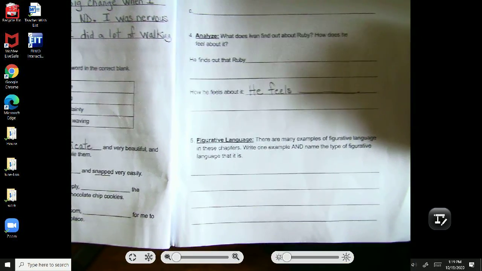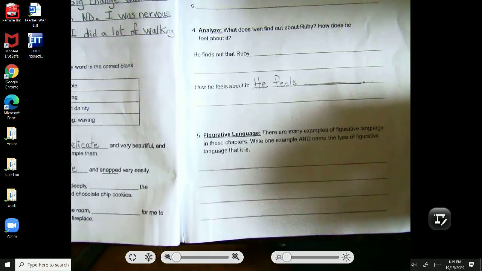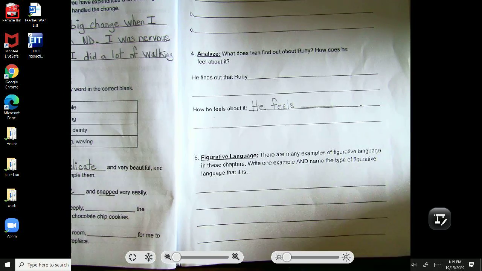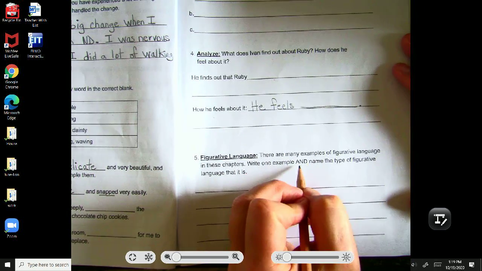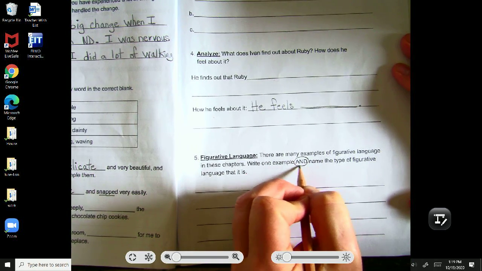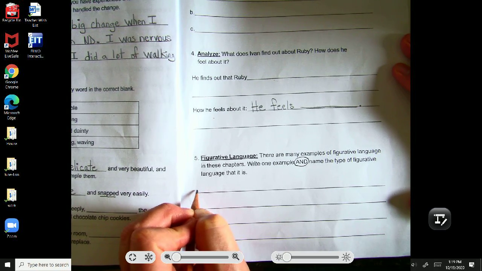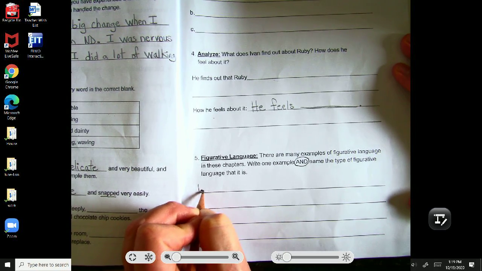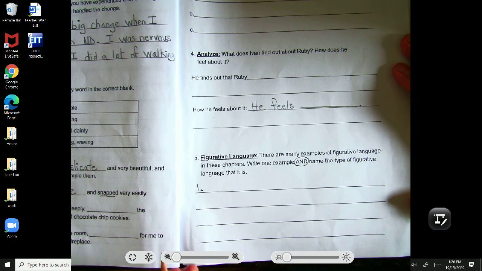And then number 5, that's the one I really want us to take a moment and look at together. So there are many examples of figurative language in these chapters. Write one example and name the type of figurative language it is. So scholars, you may even want to circle the "and" just to remind you. So you're going to write 2 things here. 1, you're going to write an example of figurative language right from the book.